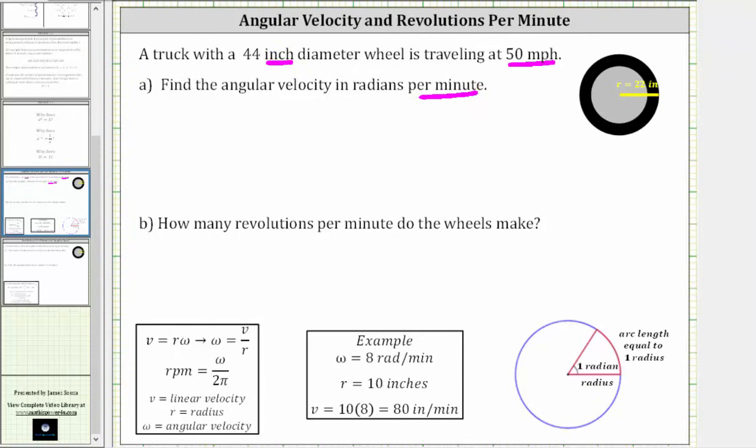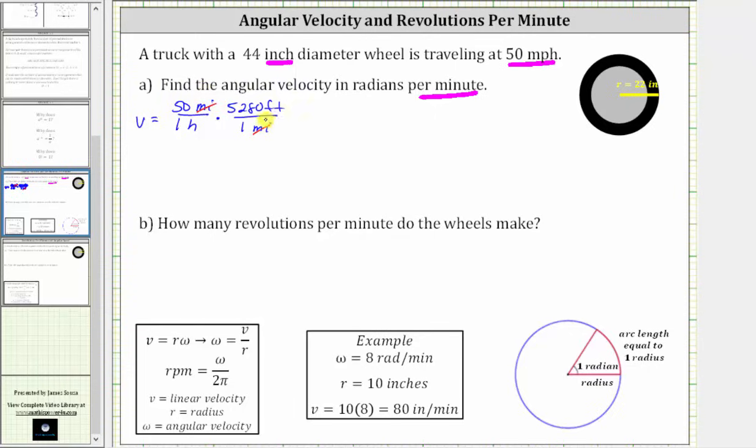So beginning with the given velocity of 50 miles per 1 hour, let's begin by converting miles to inches, and then we'll convert hours to minutes. We'll perform the conversion using unit fractions. And because there are 5,280 feet in 1 mile, and we want miles to simplify out, we'll begin by multiplying by the unit fraction of 5,280 feet divided by 1 mile. The units of miles simplify out.